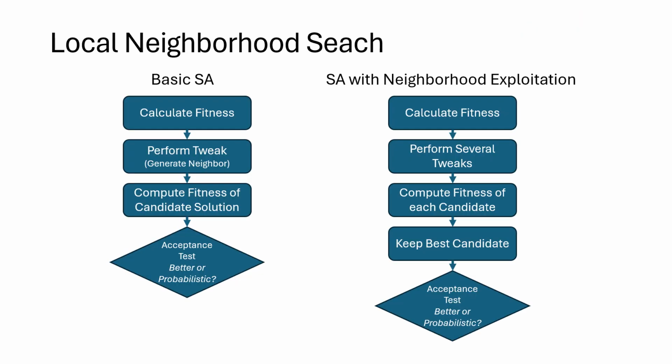Let's talk about local neighborhood search. So if you remember from the algorithm a few slides ago, here's the basic SA, what we were doing. What we're going to do with SA with neighborhood exploration is perform, instead of one tweak, several, compute the fitness of all of those candidates, keep the best candidate, and then move forward with acceptance. So let's see what that did.